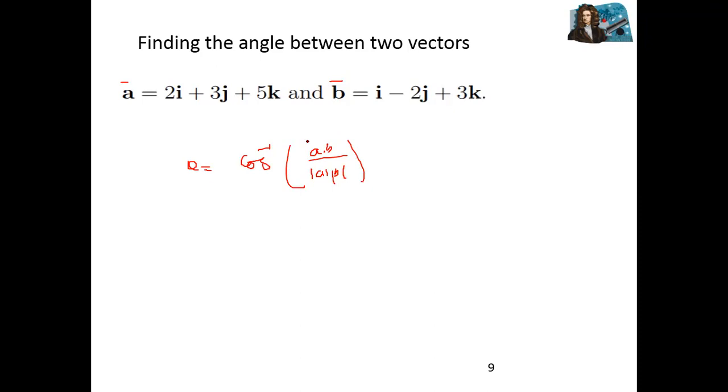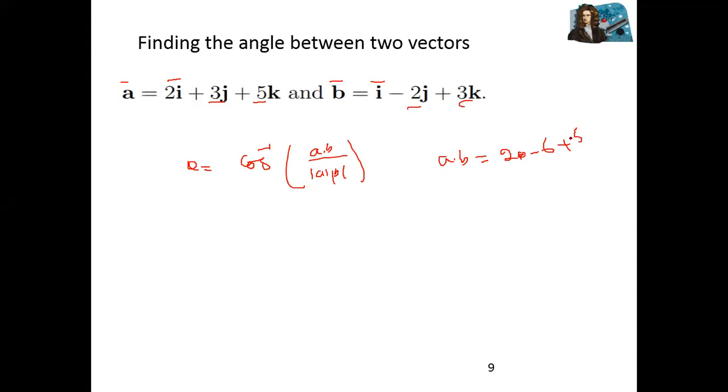So A dot B is equal to what? A dot B: x multiplied with x, y multiplied with y, and k multiplied with k. So 2 multiplied with 1 is equal to 2. And second, minus 2 multiplied with 3 is equal to minus 6. Third one, 5 multiplied with 3 is equal to 15.